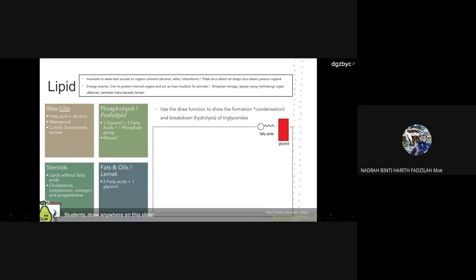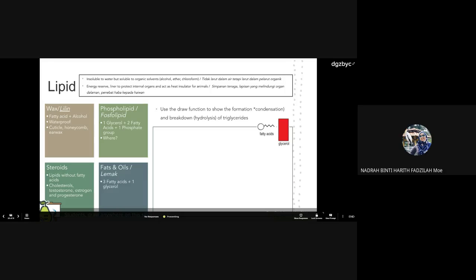Okay, rupa fatty acid dengan glycerol saya dah bagi kat situ. Bolehkah kamu tunjukkan menggunakan molekul yang diberi dekat situ, fatty acid dengan glycerol, what is the reaction between the two to produce triglyceride? Gunakan draw function.